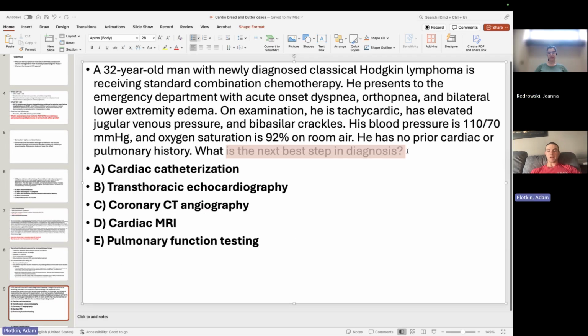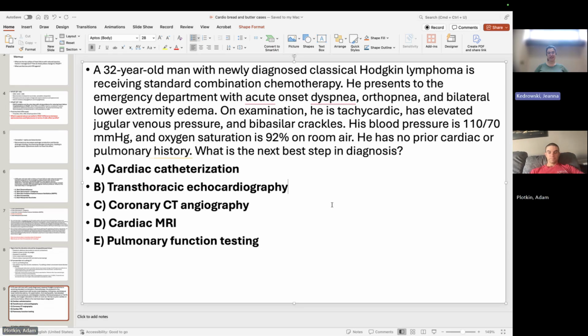So I'm asking you, what's the next best step in diagnosis? We have a 32-year-old man with newly diagnosed classical Hodgkin lymphoma. He's receiving standard combination chemotherapy. He presents to the emergency department with acute onset dyspnea, orthopnea, and bilateral lower extremity edema. On exam, he's tachycardic, with elevated JVP and bibasilar crackles. His blood pressure is 110/70, O2 sat 92. He has no prior cardiac or pulmonary history. What do we do next?